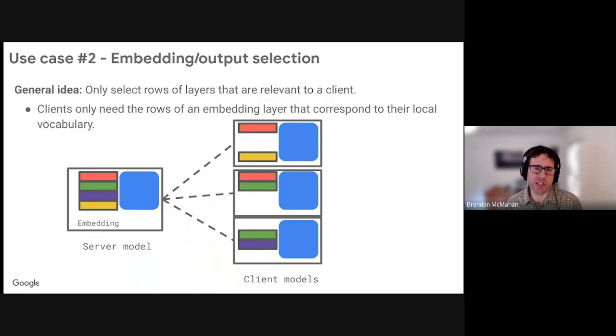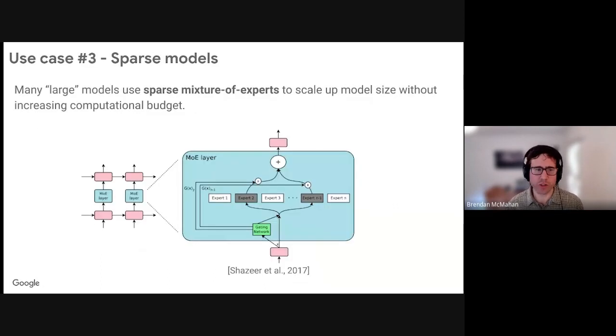Maybe a more interesting one is embedding selection. Imagine a language model where the server had a vocabulary of 1 million words, but each client only had a relatively small amount of data. Then the server could broadcast the core non-embedding parts of the model, shown in blue here, but each of the client devices could only download the subset of the embeddings that were actually relevant to the local data set. That is, the embeddings for the words that were actually in the training data on that particular device. And so this becomes a more efficient implementation of what you might do otherwise.